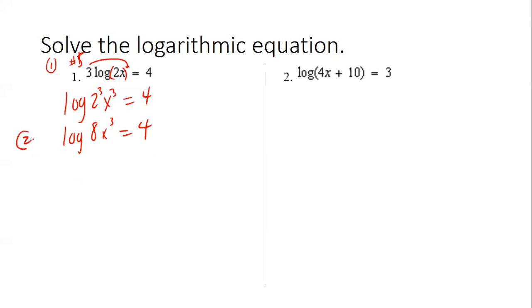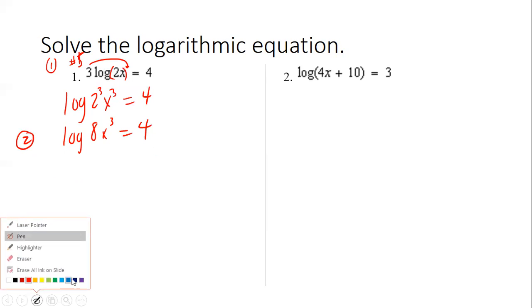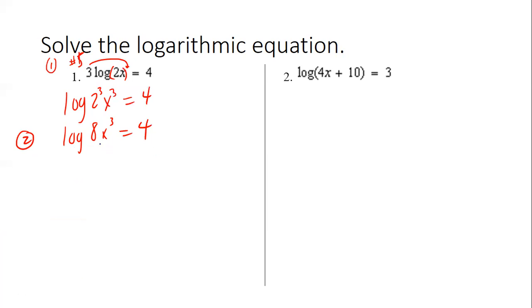So step 2 is to now take the base and raise the function to the base. So my base is invisible, but it's a 10, right? So I'm going to raise this to the 10 and raise this to the 10, which is property number 1. Because it's raised to the base of the log, these are going to cancel each other out. And we're left with 8x to the 3rd equals 10 to the 4, not just 4. Missing some numbers there, guys. 10 to the 4th.